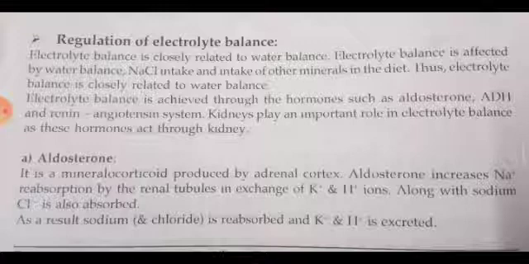Aldosterone increases sodium reabsorption by renal tubules in exchange of K+ and H+ ions. Along with sodium, chloride is also absorbed. So this aldosterone helps in the reabsorption of sodium and chloride by influencing the renal tubules. As a result, sodium is reabsorbed and K+ and H+ are excreted.